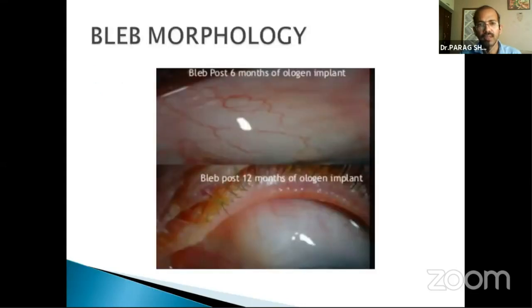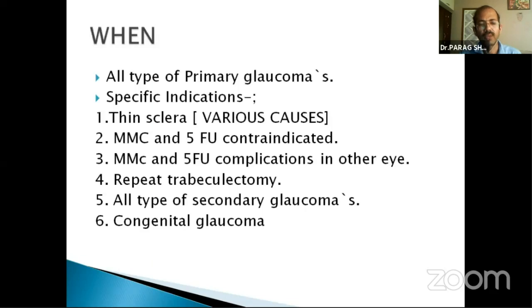You can see here the 6:14 stopper and then avascular, nice transparent bleb, and then you can see the 12-month OLOGEN bleb. So we can do this in all types of primary glaucomas, and the specific indications are like thin sclera, either due to high myopia or uveitis, or if the patient has any contraindication like corneal toxicity or corneal compromise, in which case we can use the OLOGEN. In repeat trabeculectomy and all types of secondary glaucoma, we can use OLOGEN.